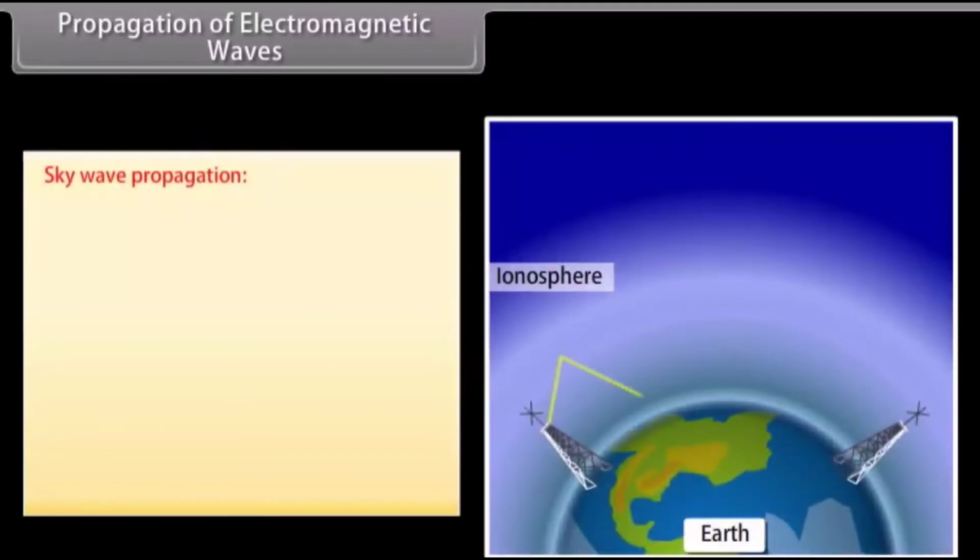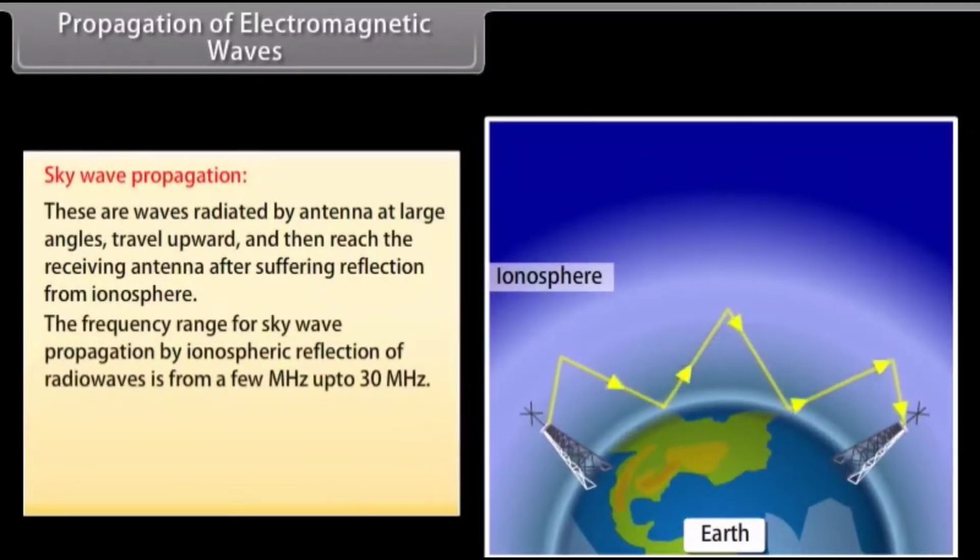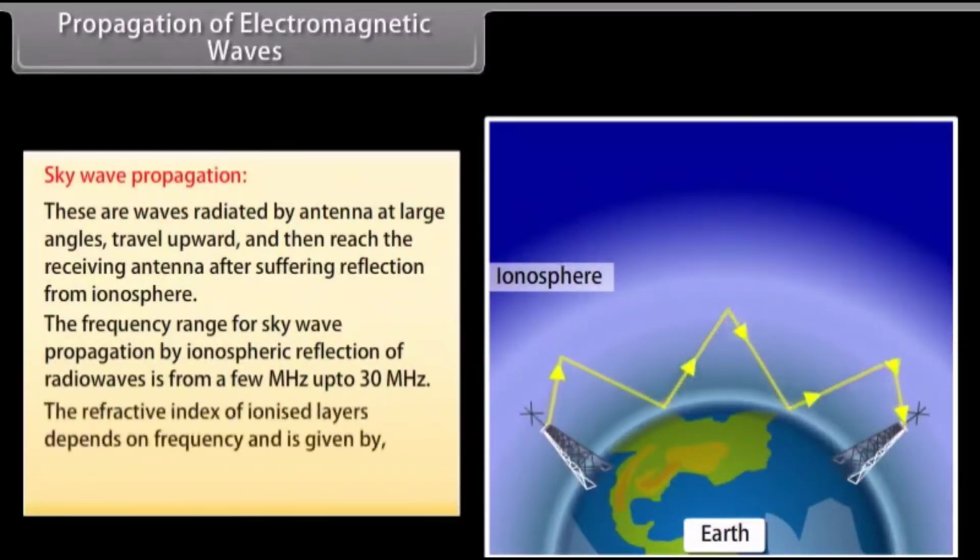Sky wave propagation. These are waves radiated by antenna at large angles, travel upward and then reach the receiving antenna after suffering reflection from ionosphere. The frequency range for sky wave propagation by ionosphere reflection of radio waves is from a few megahertz up to 30 megahertz. The refractive index of ionized layers depends on frequency and given by under root 1 minus 81 upon f square.